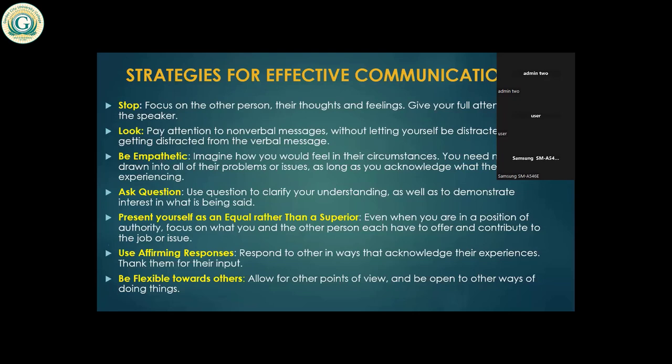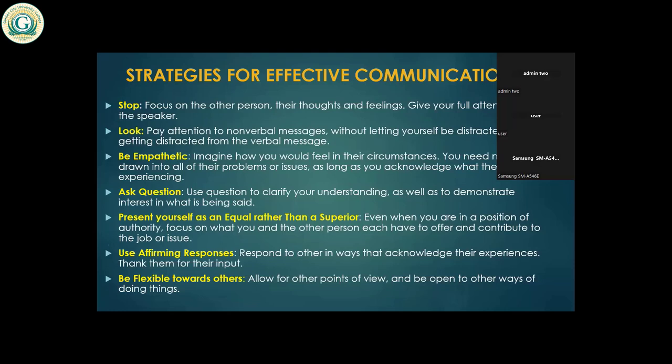Respond to others in ways that acknowledge their experiences. After that, you can also give them acknowledgement. Thank them for their input, because they came and they had time for you. After that, you need to appreciate it. You need to use affirming responses. Affirming responses are when you finish, you acknowledge their presence, acknowledge their experience, acknowledge whatever they have done. You need to tell them you appreciate it. And be flexible towards others. Allow for other points of view and be open to other ways of doing things.